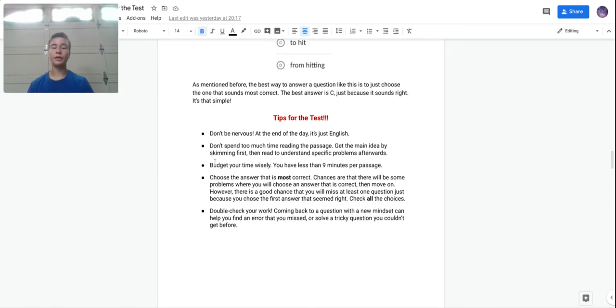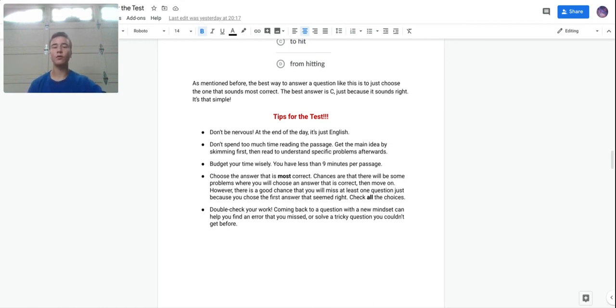So next is budget your time wisely. You have less than 9 minutes per passage. It's 35 minutes for 4 passages, which is just about 9. So just make sure you're keeping track of that. What I do is I'll move on after 9 minutes from a passage, even if I haven't answered all the questions, and I'll just come back later. But it's also okay to afford more time to a passage that you find more difficult or more time consuming to answer.